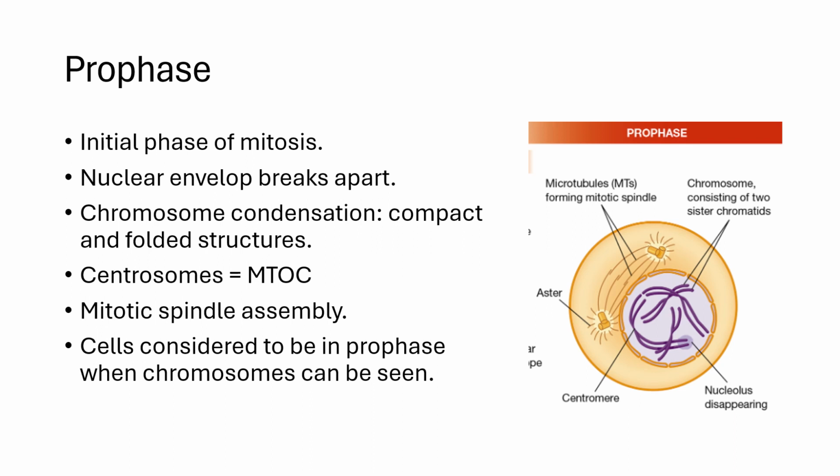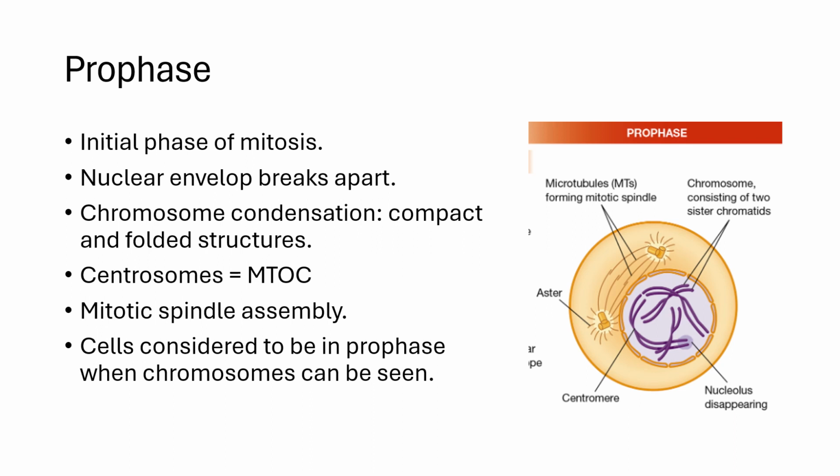Here I'll be giving a little more detail on prophase. It is the initial phase of mitosis. This is where the nuclear envelope breaks apart, or begins to break apart, I should say, and allows the free chromatin to begin to organize. Chromosome condensation occurs here, and this is when the free-floating chromatin in the nucleus becomes compact and folds into each other, becoming more and more organized.